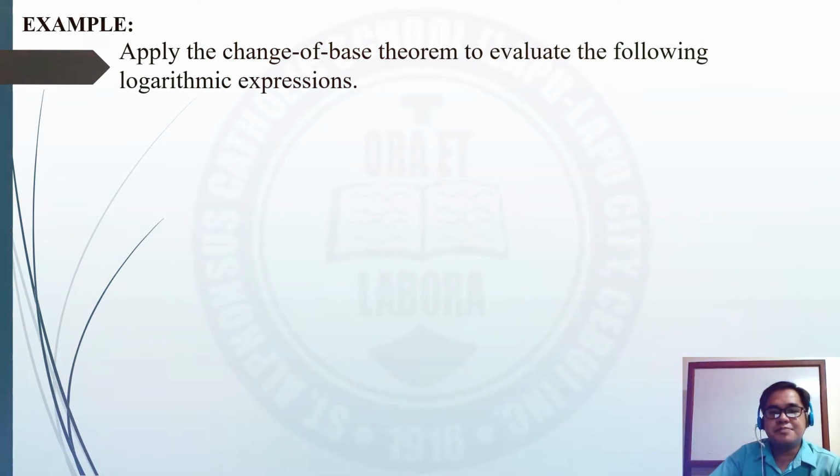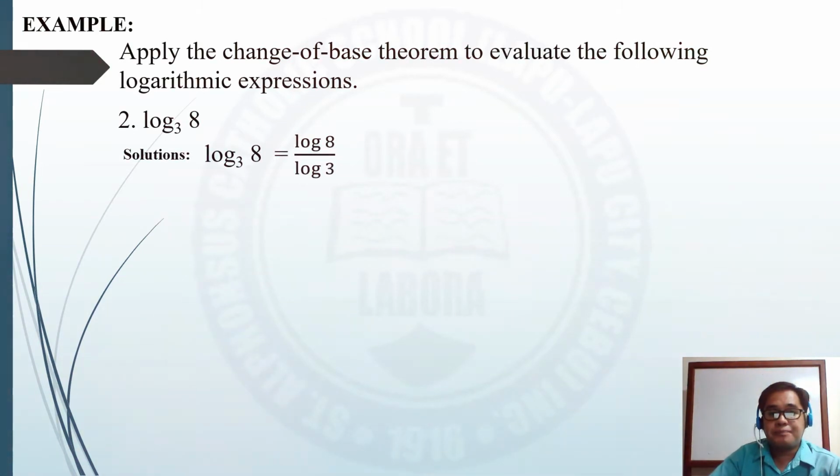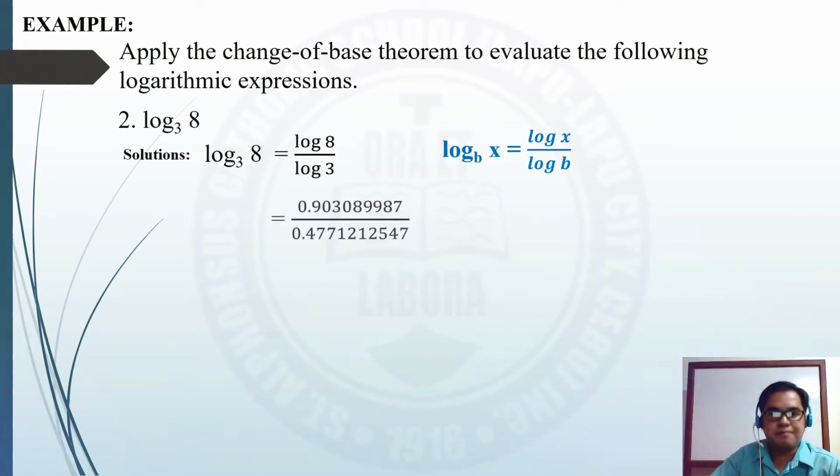Another example in applying the change of base theorem. This is our given, and here are the solutions. First is to write the given and equate it to the logarithm of 8 over the logarithm of 3. Why do we have this equivalent value? Again, because of the change of base theorem, that for every logarithm of x to the base b, it is equal to the logarithm of x over the logarithm of b.